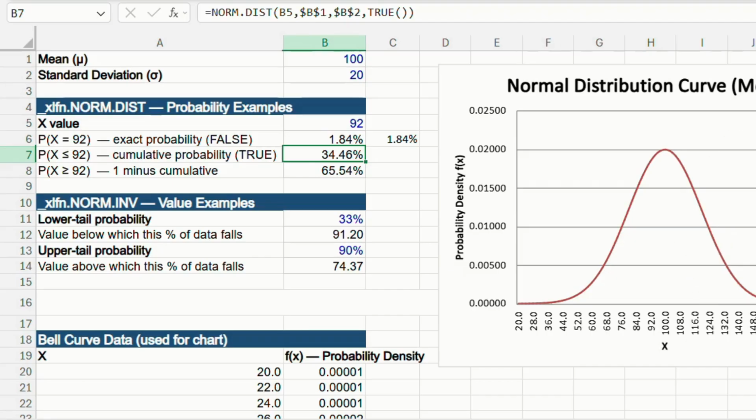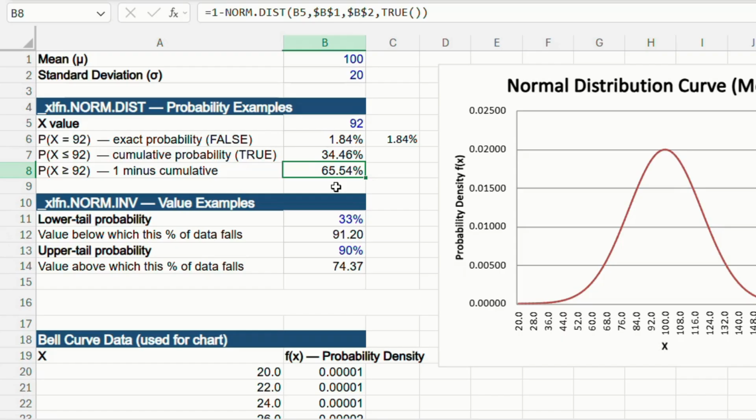So this is the common mistake people make with this function. Let's clear this up. If we want 92 and more, what we'll do in here is 1 minus normal distribution, our number 92, mean and standard deviation, and true, close the parenthesis.